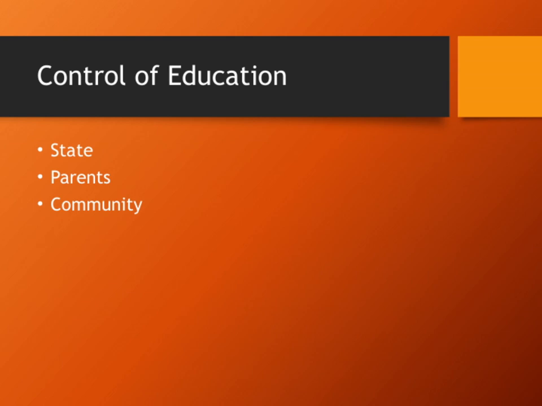Finally, control of education is a broader concept that ties all these levels together, highlighting how authority is distributed among the state, parents, and community. Understanding these layers helps us see how education isn't just about schools, but involves multiple stakeholders working together, or sometimes at odds, to shape what and how students learn. This interconnected control is central to the ongoing discussions about educational reform and how best to serve students' needs.